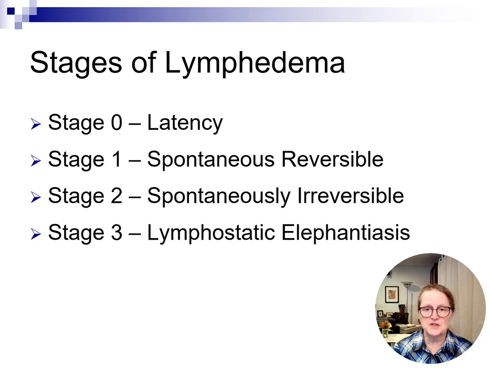Stage 1, or spontaneous reversible lymphedema, presents with edema that disappears with bed rest or elevation, edema that is soft or pitting, which sometimes makes it hard to differentiate from venous edema, and a Stemmer sign, which is usually negative.